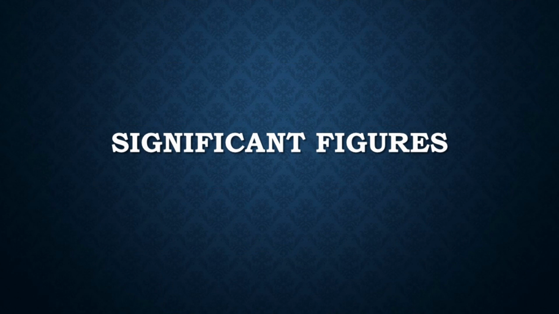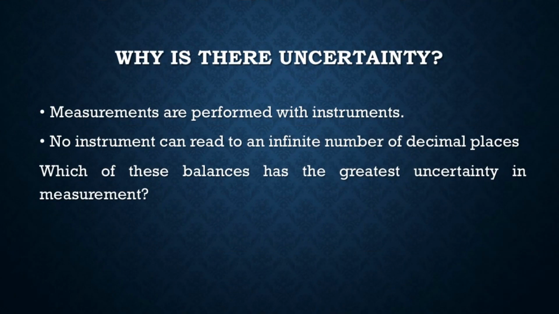Significant figures. Measurements are performed with instruments. No instrument can read to an infinite number of decimal places. Which of these balances has the greatest uncertainty in measurements?